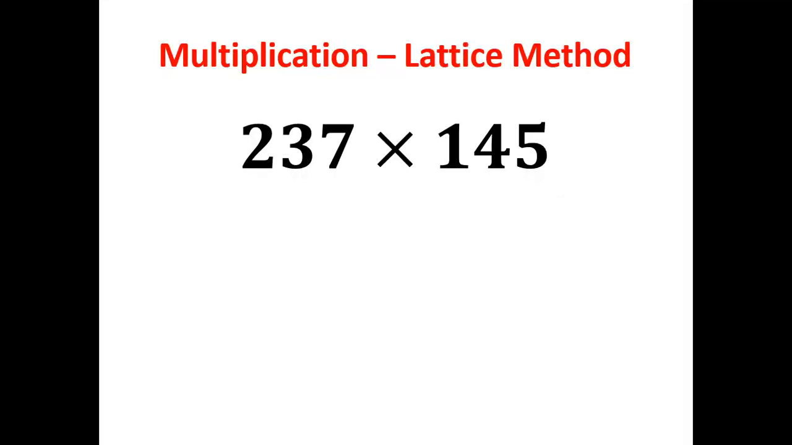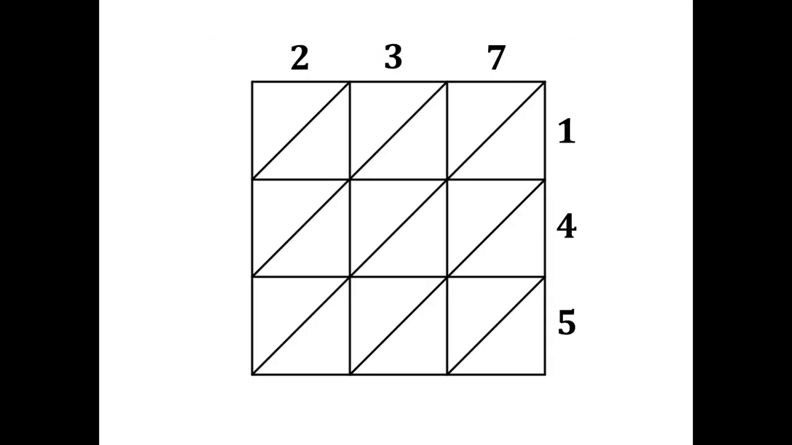Alright, well, we're going to show you how to multiply 237 by 145. To do this, we need to set up this grid or lattice. Notice 237 has got 3 digits, so we need 3 columns, and 145's also got 3 digits, so we need 3 rows. And each of the boxes and rows have been cut in half on a diagonal. And we'll talk about that later as we get into the method.